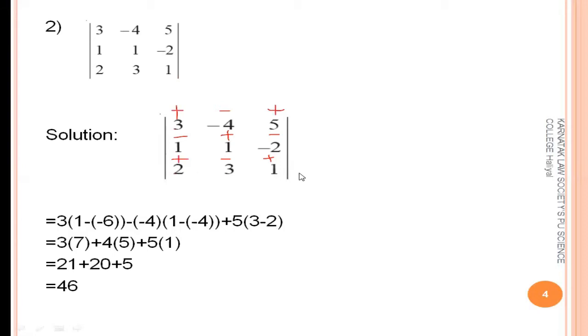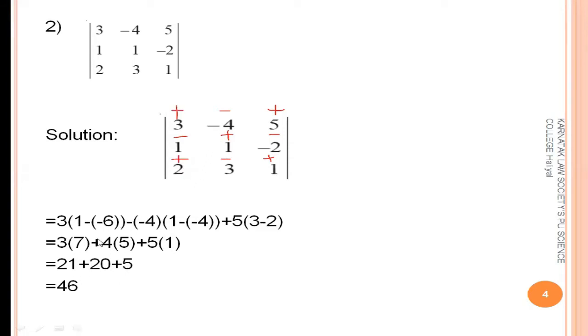Similarly, let us see the second example. Here also the same signs. Just 3, again express 3, deleting that row and column, 1 into 1, 1 into 1, 1, and minus as it is. In the formula minus, and here also you will get minus 6, because 3 into minus 2 is 6. Again minus 4. Deleting that row and column, you will get 1, minus of minus 4, plus 5, 3 ones are 3, minus 2. Just calculate this and you will get the answer.